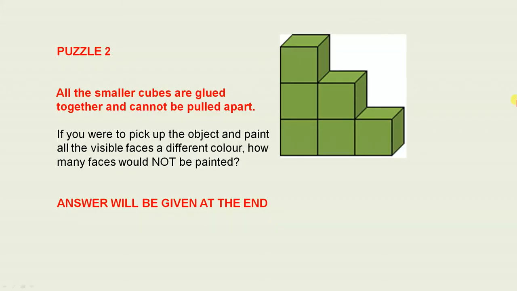Puzzle 2. All the smaller cubes are glued together and cannot be pulled apart. If you were to pick up the object and paint all the visible faces a different colour, how many faces would not be painted? Answer will be given at the end.